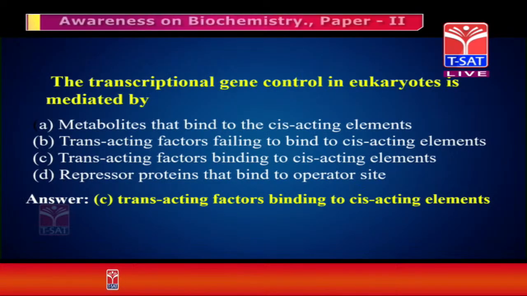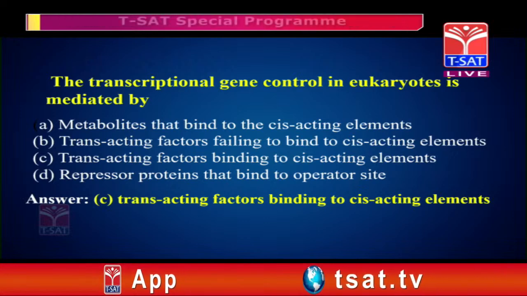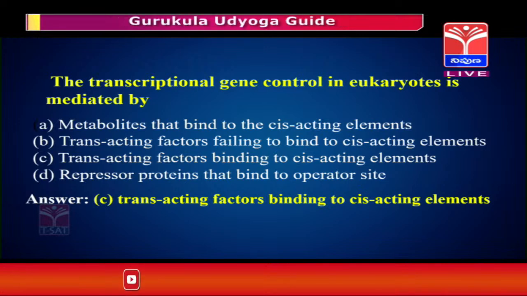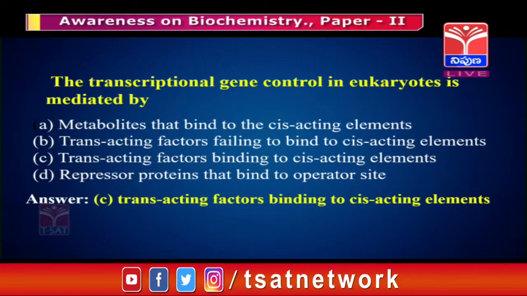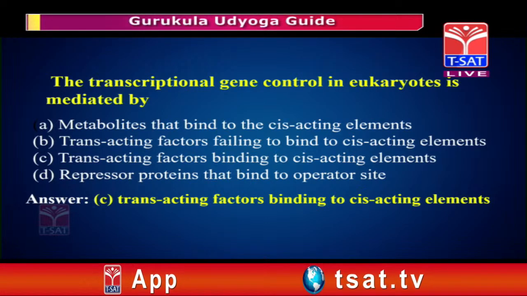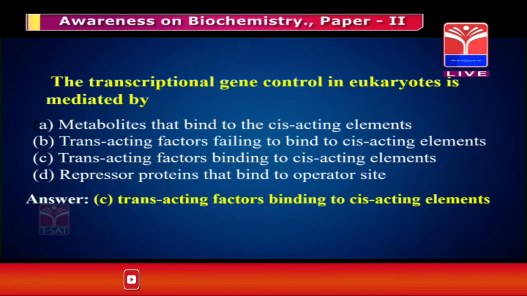look into this question, that is, transcriptional gene control in eukaryotes is mediated by. The options here are metabolites that bind to the cis-acting elements, trans-acting factors failing to bind to cis-acting elements, trans-acting factors binding to cis-acting elements, and repressor proteins that bind to operator site. So, the answer here is trans-acting factors binding to cis-acting elements.